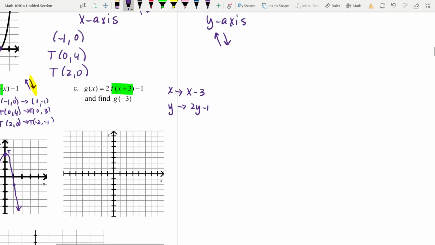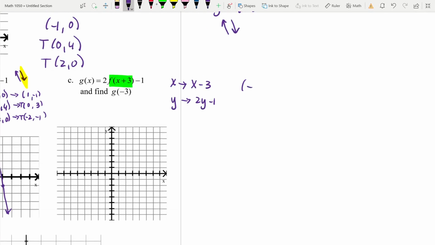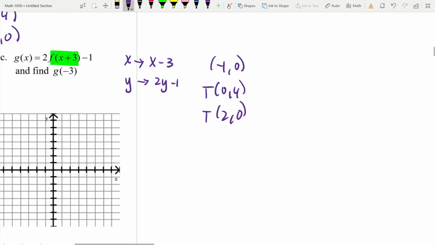Okay. Let's write down those points we wrote down. Those were -1, 0, 0, 4 with a T in front of it, and 2, 0 with a T in front of it. Now let's change those points. Take the x and subtract 3. -1 minus 3, -4. 0 minus 3, -3. 2 minus 3, -1. Turning point, turning point.